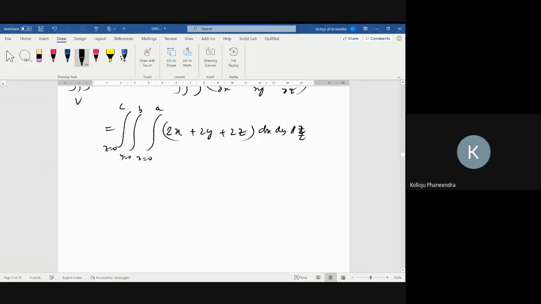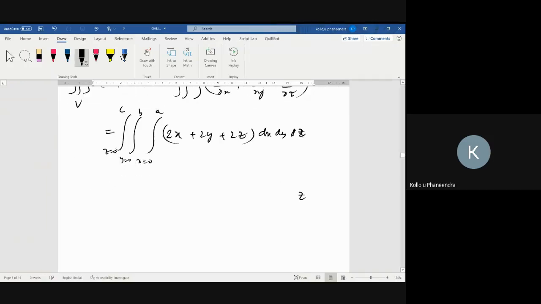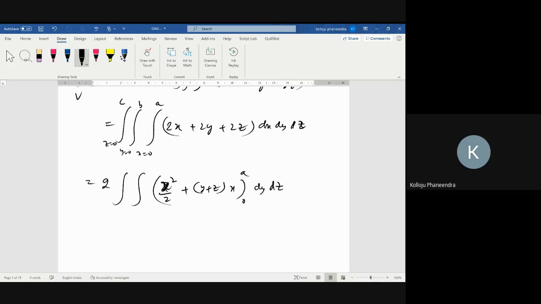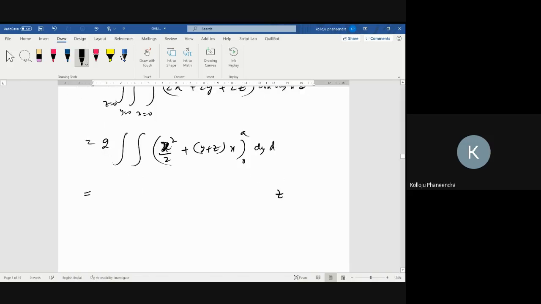Since the limits are constants, I can evaluate in any manner. So 2 is outside. Double integral of x square by 2 plus y plus z times x, between 0 to a, dy, dz. That is equal to 2 into the remaining limits, you can write. Okay, this is a square by 2 plus a times (y plus z), dy dz.